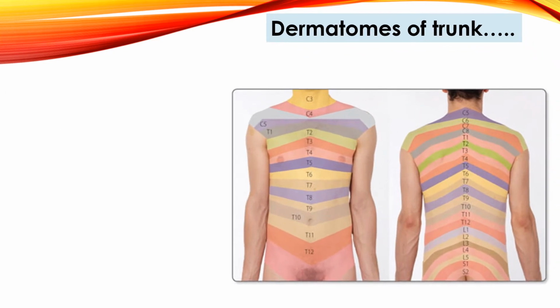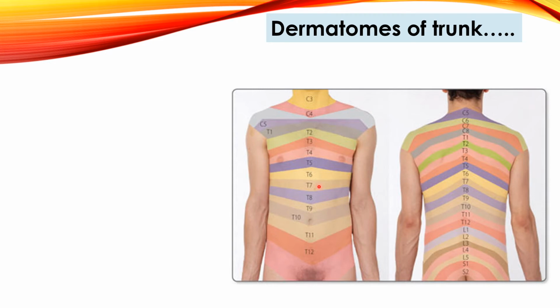Now we can learn about the dermatomes of the trunk. You can see here so many lines. The dermatomal distribution of the trunk is evenly spaced out, and there is a chance of overlapping also. So in the trunk there is no complete absence of sensation, but a decrease in sensation can occur.